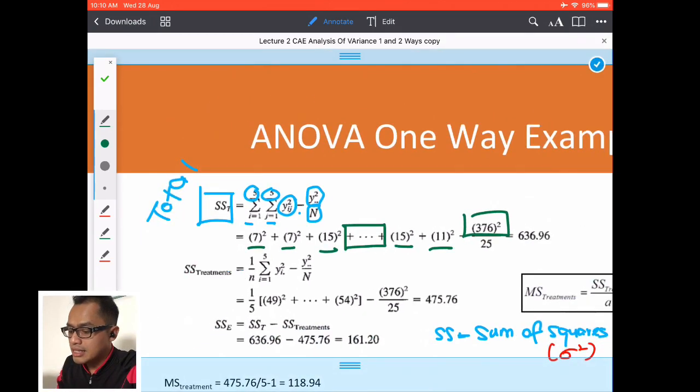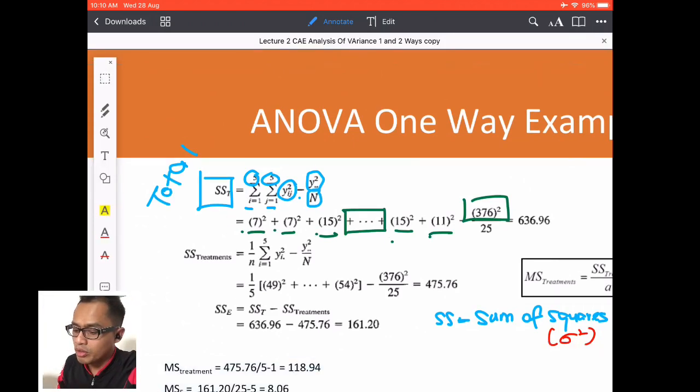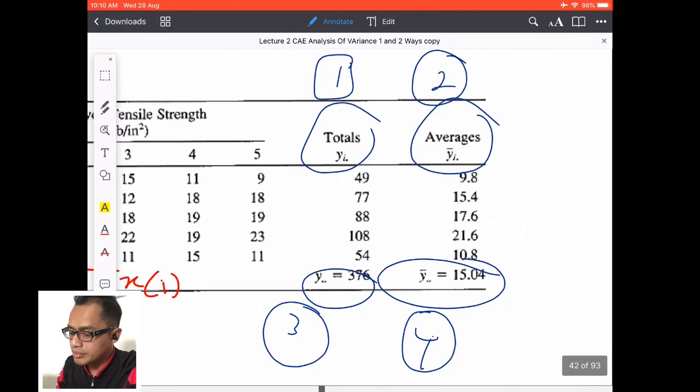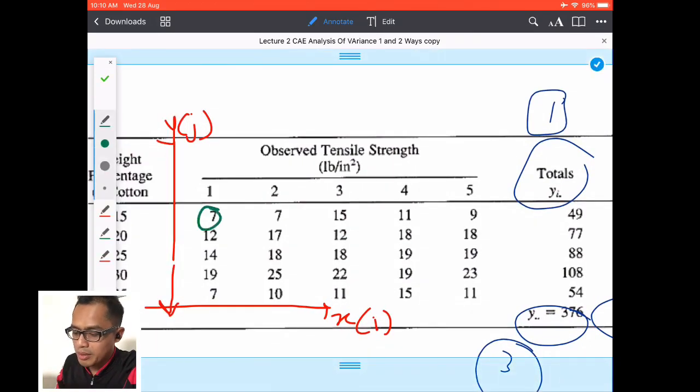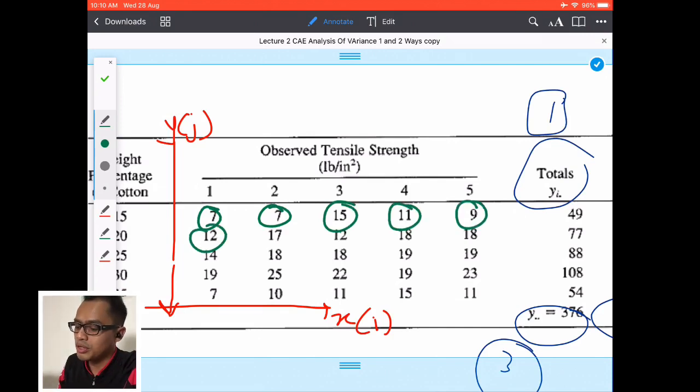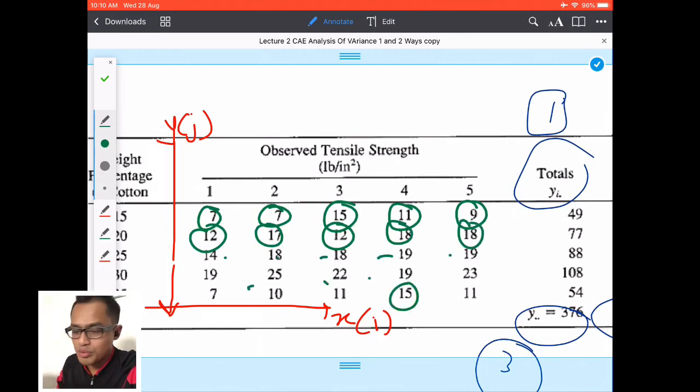Where does this 7, 7, 15, and this 15 comes from? Go back to the previous slide. From here. You see there? 7 squared plus 7 squared plus 15 squared plus 11 squared plus 9 squared plus 12 plus 17 squared plus 12 squared plus 18 squared. So on, and so on, until 15 squared and 11 squared.